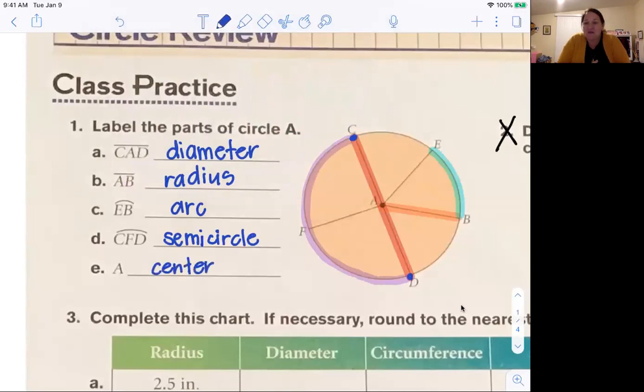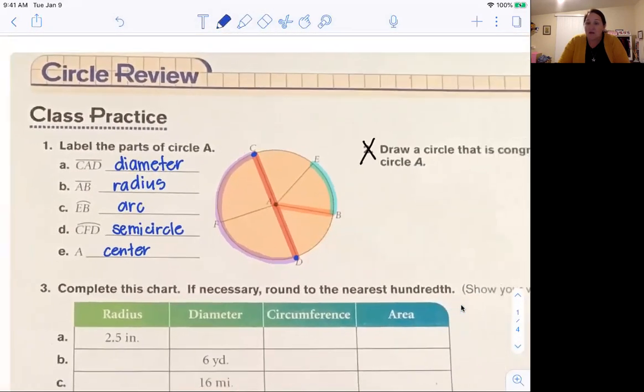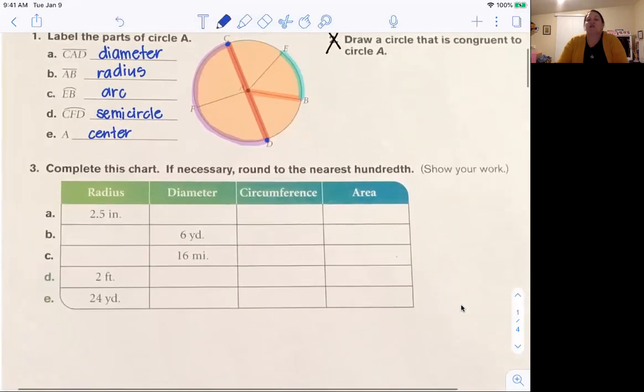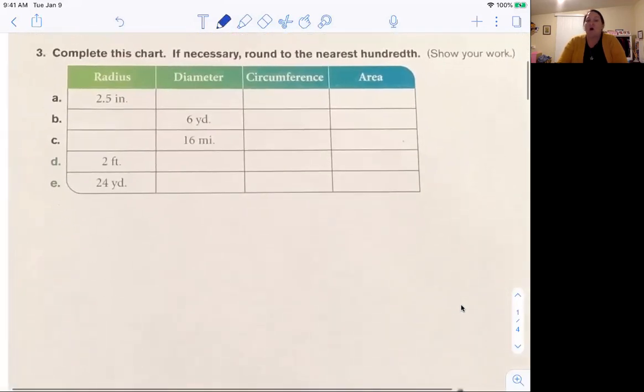Excellent job. Okay, number 2, we're going to go ahead and skip for right now, but we will possibly come back to that one. I really want to get you guys working with your protractors and your compasses. So before we can work on drawing congruent circles, we have to get with our protractors and compasses. Now, here's this chart that you guys have worked on all week.